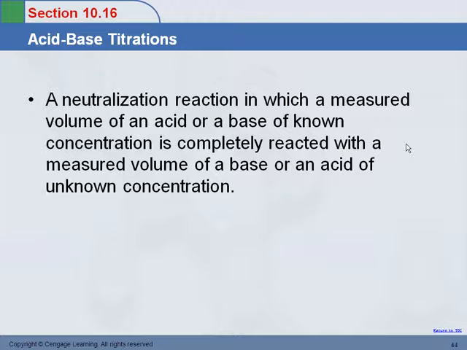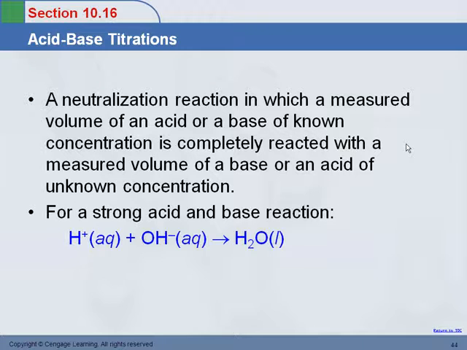pretty much the same. So an acid-base titration is a neutralization reaction in which you have a volume of an acid or a base with a known concentration. You completely react it with a measured volume of a base or an acid with an unknown concentration for the purpose of determining what that unknown concentration is. For a strong acid and base reaction, we know that these are neutralization reactions. So it pretty much always comes down to the H's reacting with the OH's to make H2O.